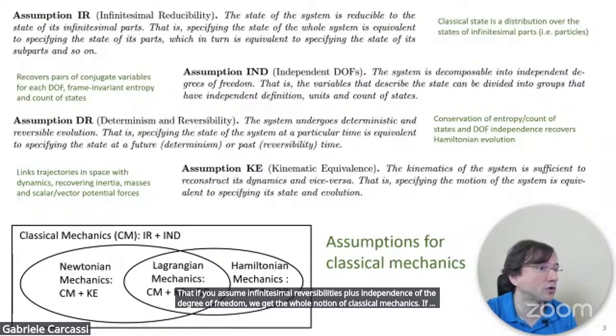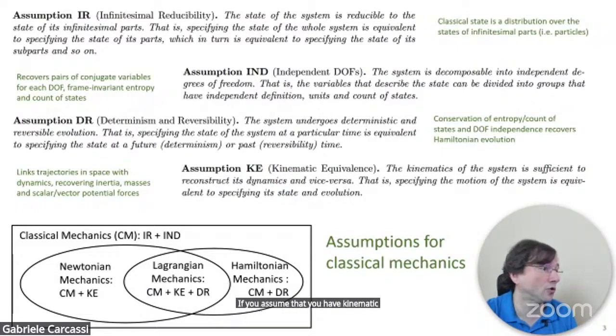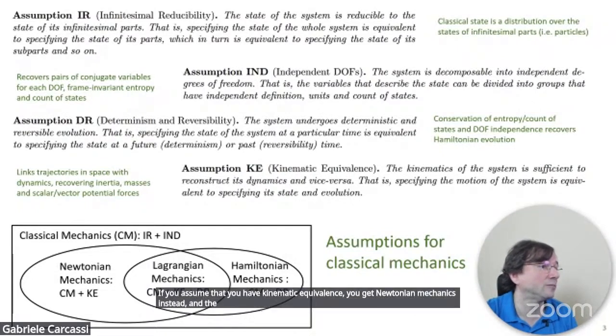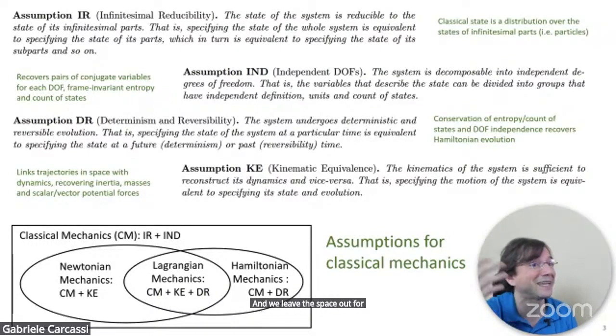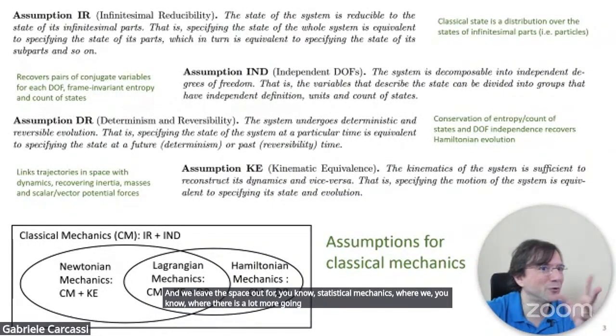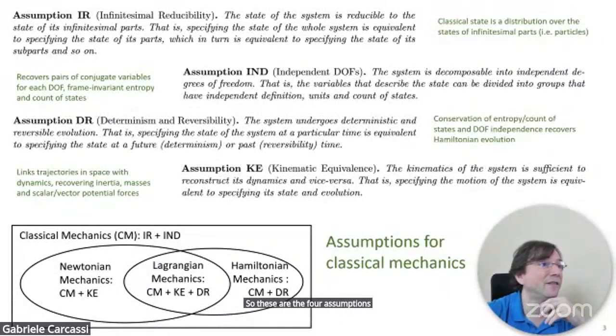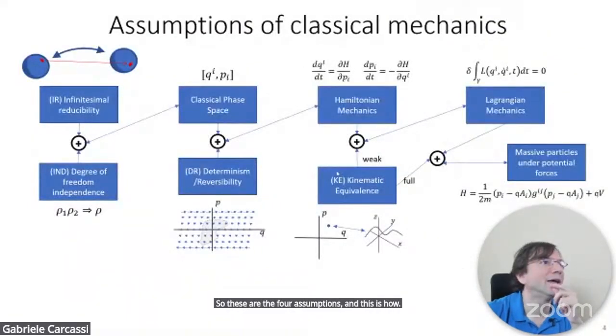If we assume also deterministic and reversible evolution, you get Hamiltonian mechanics. If you assume that you have kinematic equivalence, you get Newtonian mechanics instead, and the intersection between the two is Lagrangian mechanics. And we leave the space out for statistical mechanics, where there is a lot more going on than just looking at trajectories, because the trajectories are so spread out in phase space. So these are the four assumptions, and this is how they play around with each other.